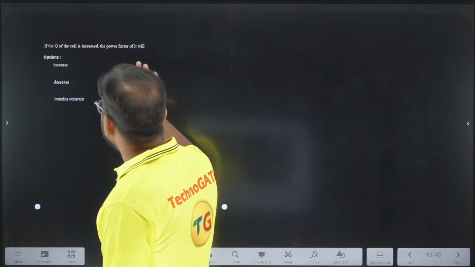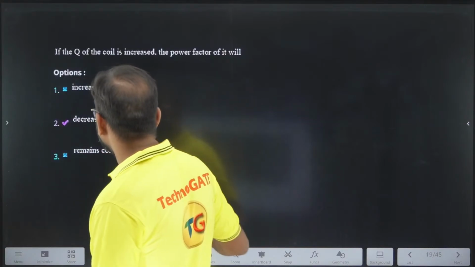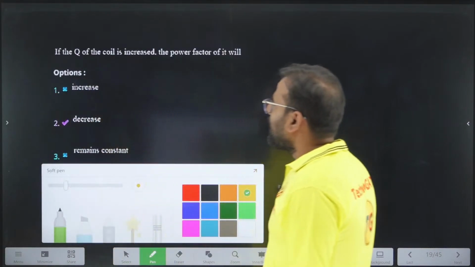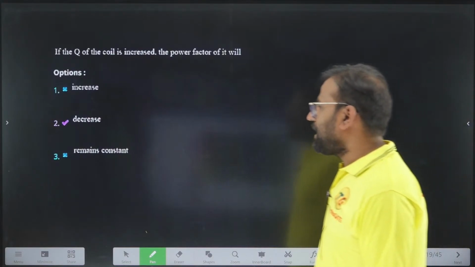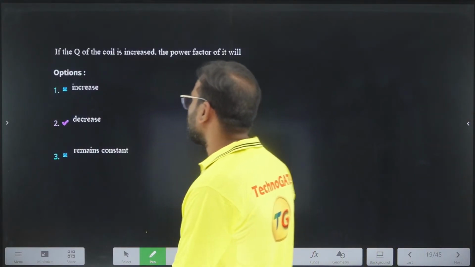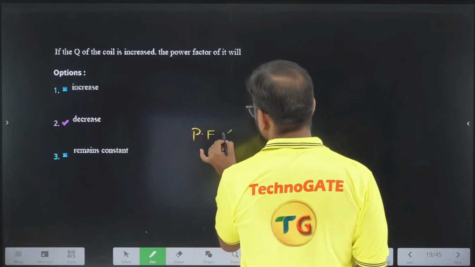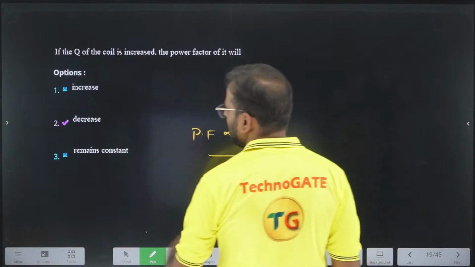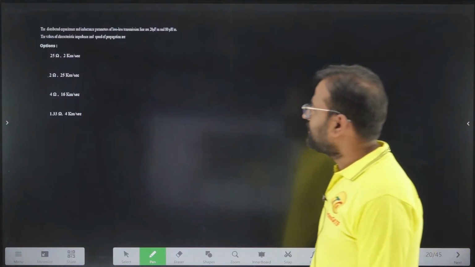The next question is, if the Q of the coil is increased, then what happens to the power factor? As we know, the power factor is inversely proportional to Q. So if Q increases, the power factor will decrease. Next.